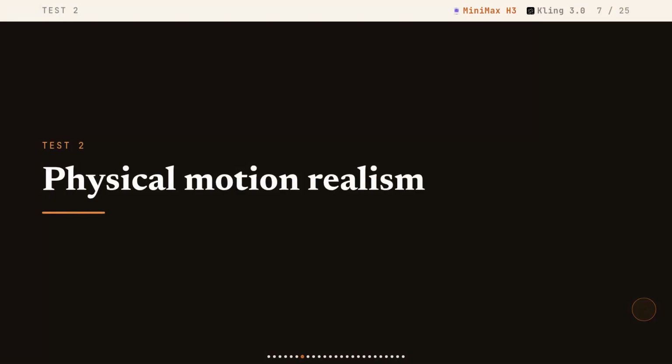Test 2. Physical motion realism. You've got a client who needs a fight scene, 2 characters, real punches, real impact, and you generate it and the kicks look like they're moving through water. The strikes don't land with any weight, and now you're re-prompting from scratch. That re-prompt costs you time and money, and it's the exact scenario where the gap between these two models is most obvious.